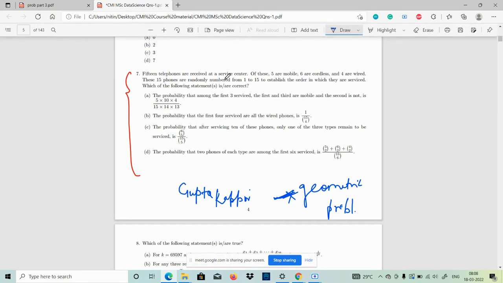Like this question, you can see that out of the telephones, 15 telephones are received at a service center. Five are mobile, six are cordless, and four are wired. These 15 phones are randomly numbered from one to fifteen, so you don't know which mobile has which number, and the order in which they are serviced. Which of the following statements is/are correct? This is also a multiple correct question, so you need to examine all the options one by one to find out which are correct. It's not a very complicated question, but you just need to solve it option by option.